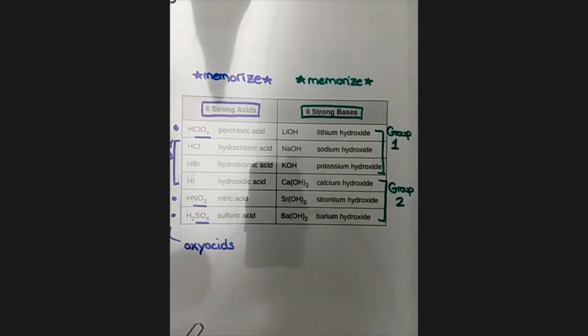So it's important to be able to recognize and name these when we move on to acids and bases more in the future, so we can distinguish between something that fully dissociates and something that does not.